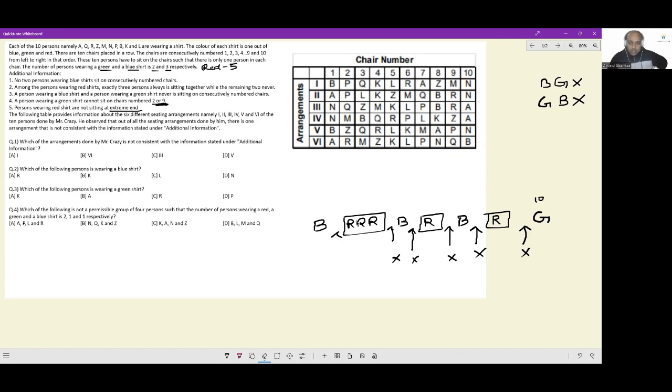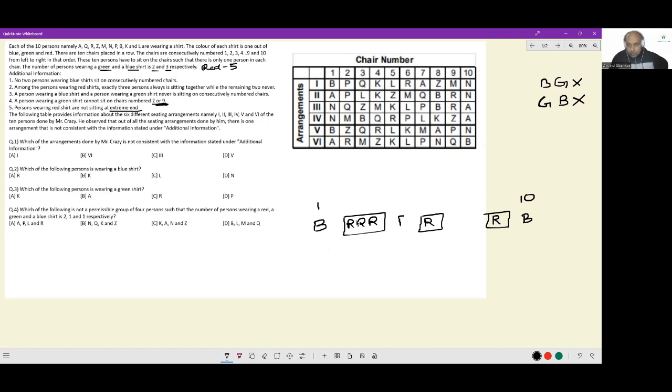If red cannot be at an extreme end and G cannot be at an extreme end, can you see the only cases possible? If this is slot 1, the two extreme slots have to be filled up by blue only. If two extreme slots have to be filled up by blue only, now at one spot, one of these spots is going to have the other blue.